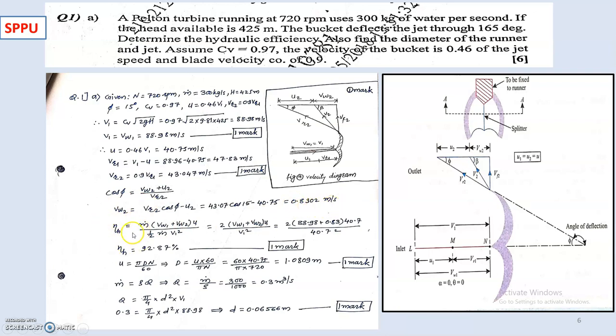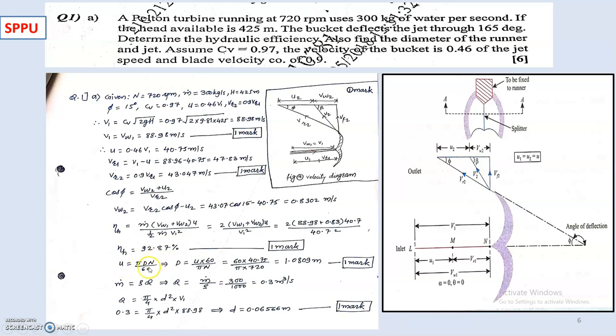So hydraulic efficiency equal to m dot (Vw1 plus Vw2) into U divided by input energy half m V1 square. So mass will get cancelled. What remains is 2 (Vw1 plus Vw2) into U divided by V1 square. If I substitute the values, I get hydraulic efficiency as 92.87%. So we will get 1 mark for this.